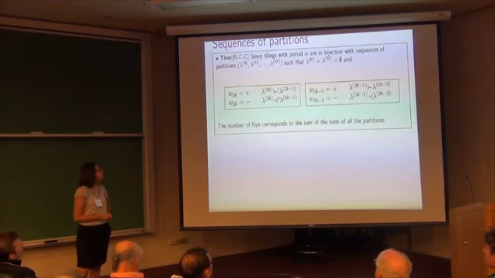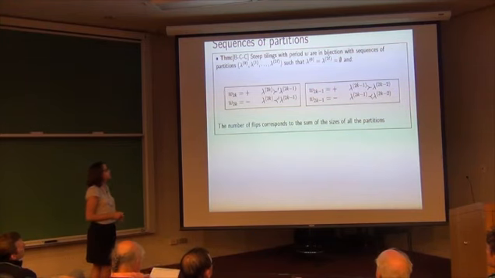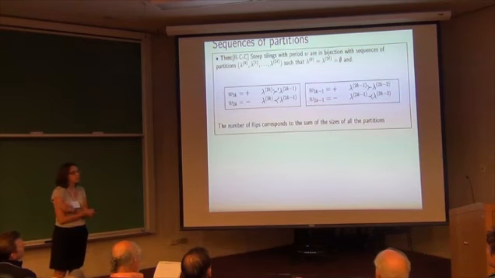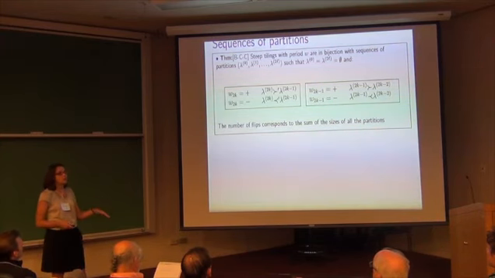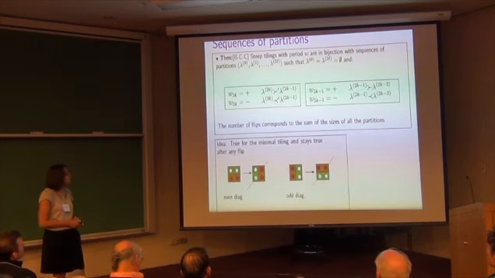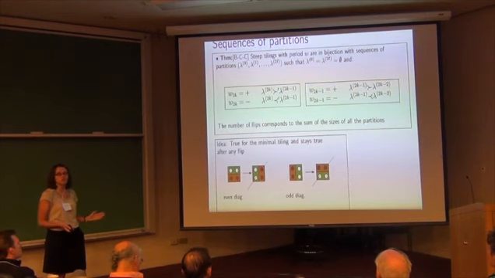And what you see is also that the number of flips you need to do to get to this configuration is exactly the sum of the sizes of the partitions. So now I transfer my tiling problem to a problem of enumeration of sequences of partitions. So here's the proof. It's true for the minimal tiling, and it stays true.